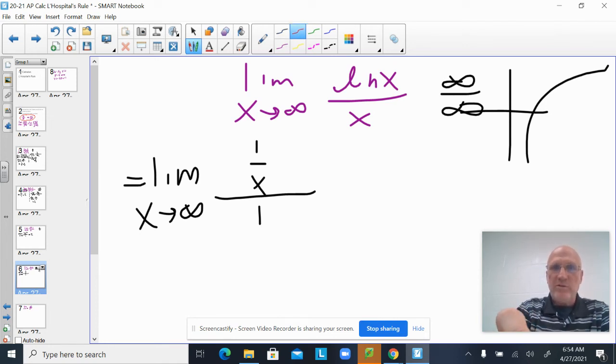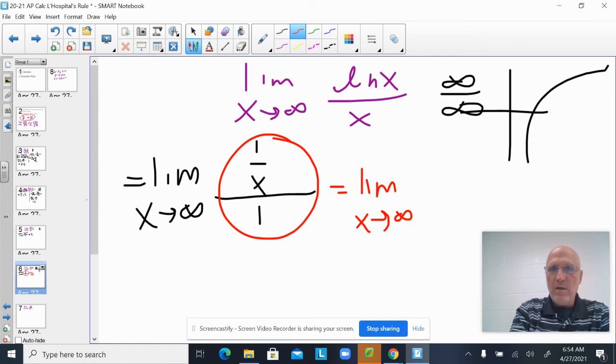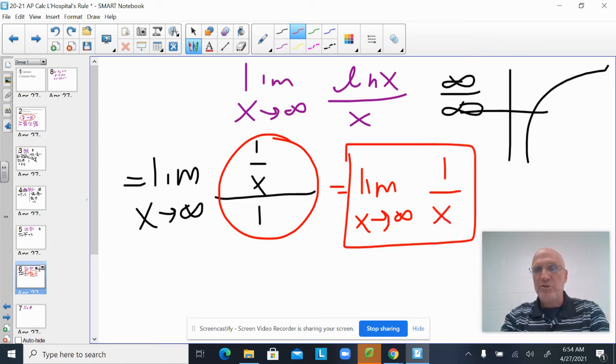And I can do some algebra. This fraction right there is really just 1 over x. Limit as x approaches infinity of 1 over x. Now, I can attempt direct substitution. My denominator is getting bigger and bigger and bigger. My numerator happens to be the fixed number 1.